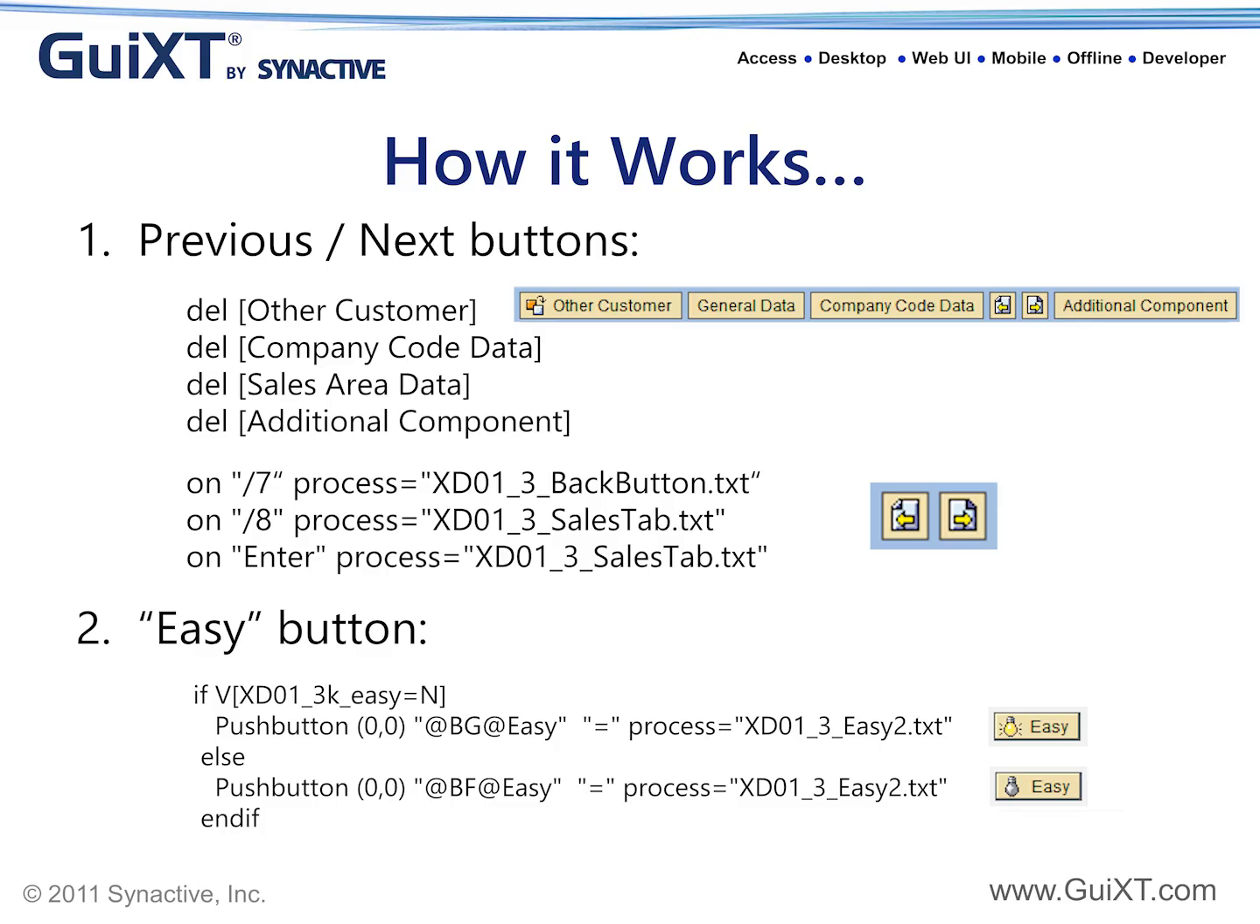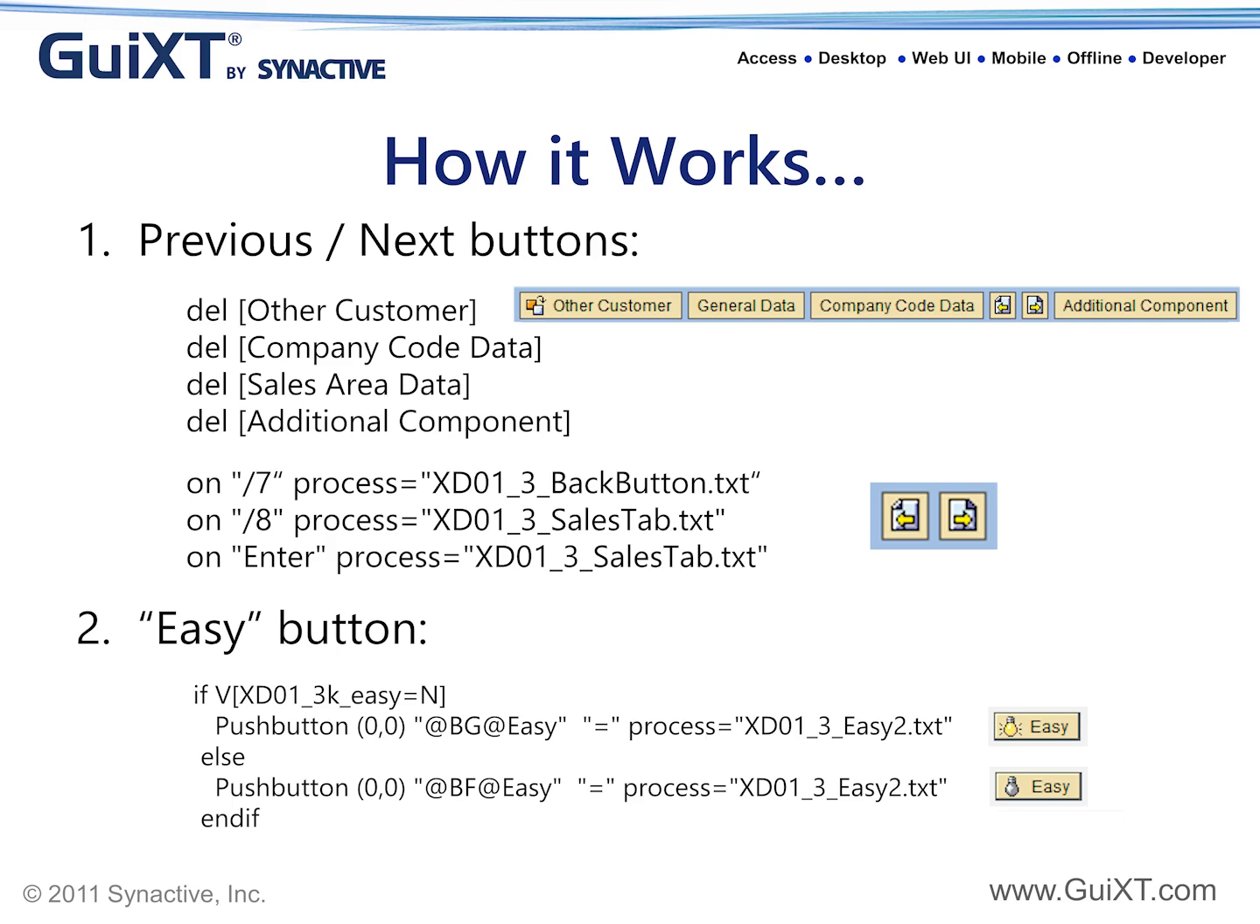What I did was record what I wanted to happen when the user hit back, and what I wanted to happen when the user hit forward or enter, and I saved those as two different files. Then, using this simple command, I was able to assign those macros to these actions. If the user hits F7 or the back button, this macro will execute. If they hit forward or enter, the sales tab macro will execute. And that's pretty much it for step one.